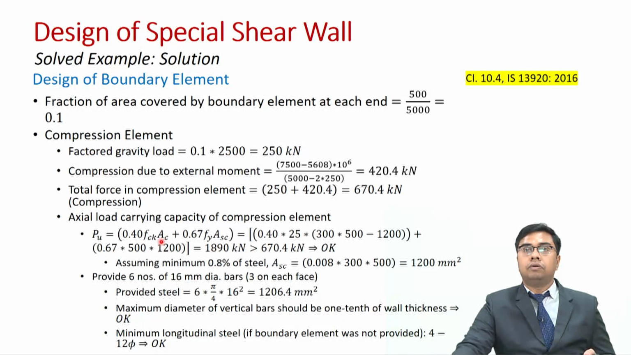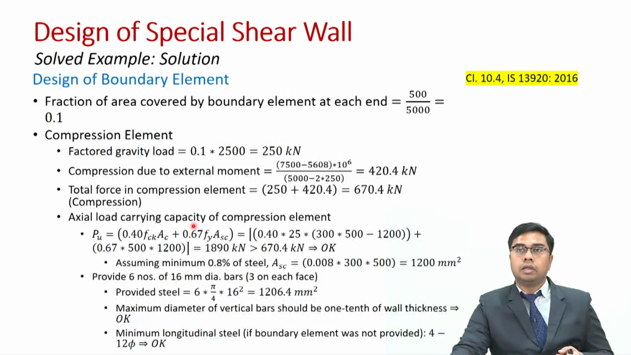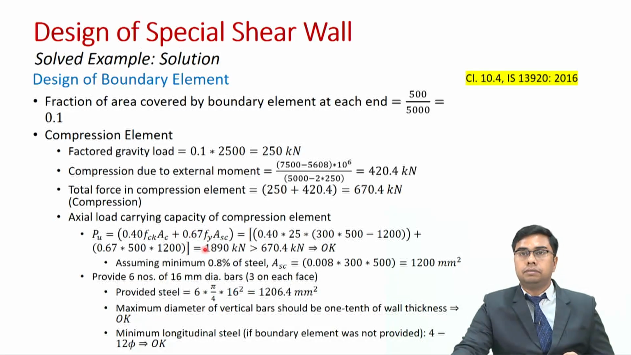You can think of not removing the steel area for an easy calculation, but that will be slightly non-conservative. So it is better that you remove that steel area, and this contribution is from the steel reinforcement bars. So if we substitute these values, then we get the value of axial load carrying capacity of the compression element as 1890 kilonewton.